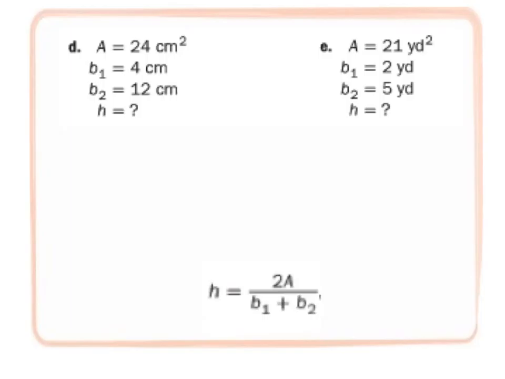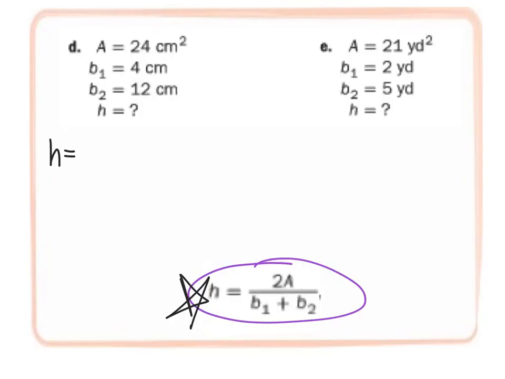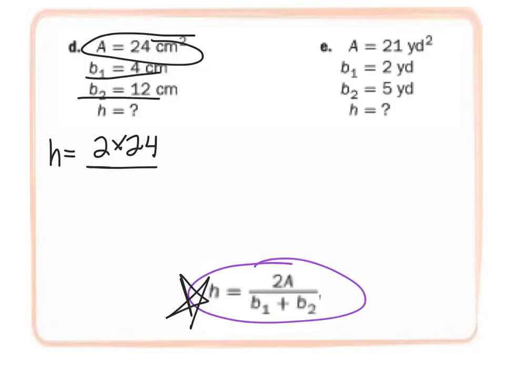Okay, so let's try it with these two problems. I snuck in the formula down here to help us. So let's focus on D up here, and they give us the area is 24. So we're looking for that missing height. So if they give you the area, you have to use this formula to figure out the height. So you might want to write this down. Okay, so my height equals 2 times the area. So 2 times 24, because they told us the area is right there, divided by B1 plus B2. Here's my B1, here's my B2.